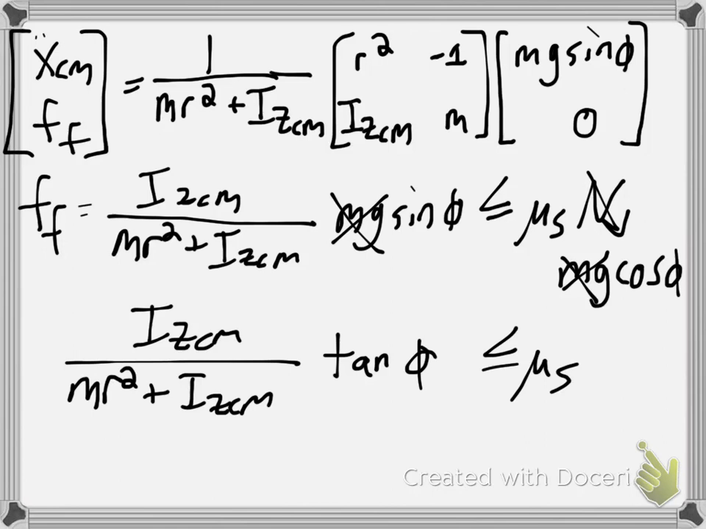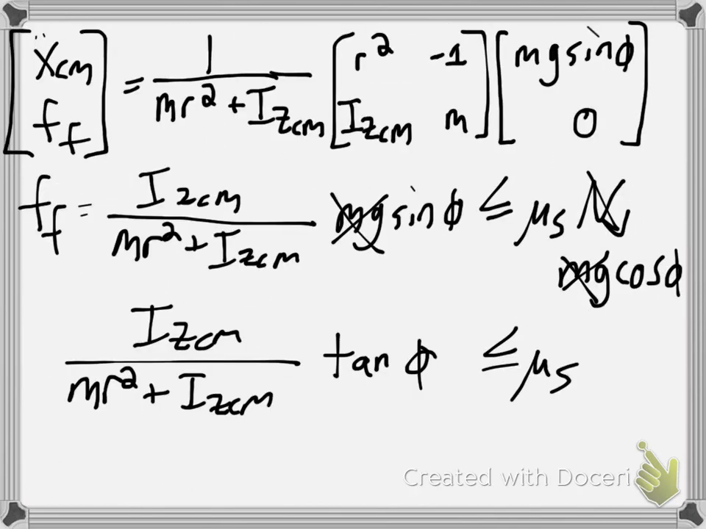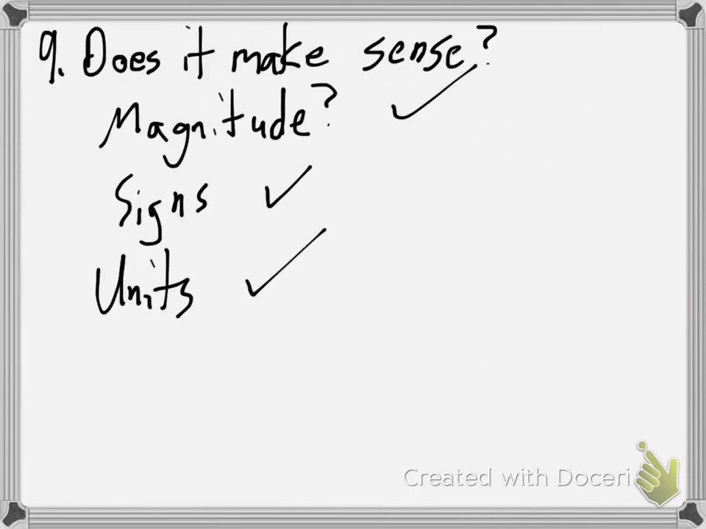The units on acceleration: we have mr squared plus something that has kilogram meter squared in it, or slug feet squared in it. So all those units cancel, leaving units of gravity times the sine of phi. Sine of phi is unitless, so it has the same units as gravity, whether that be meters per second squared or feet per second squared. So all those units check, so I know that I have the right answer.